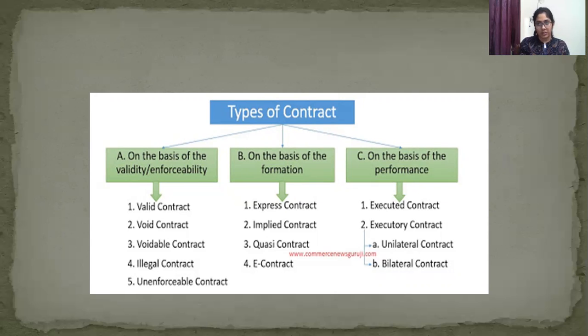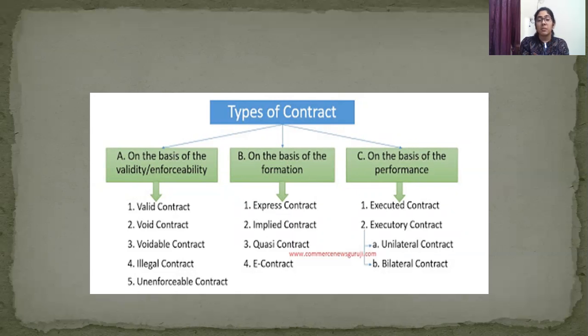It should be a valid contract to be called a contract. So is it a valid contract? Is it a void contract? Is it a voidable contract? Is it an illegal contract? Or is it an unenforceable contract? So validity and enforceability is very important.